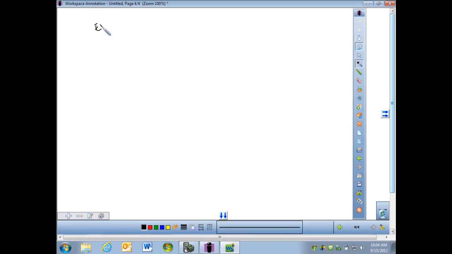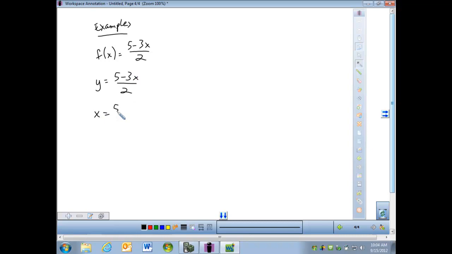Now that you've seen this process, let's go through 1 or 2 examples so you can see the process here. If you want to try this on your own, feel free to do that as well. Our original function, a rational one right now, is 5 minus 3x over 2. Again, you should check that first, make sure it does pass the horizontal line test. Once you do that, write it with a y, switch those x's and y's, and now start solving that.